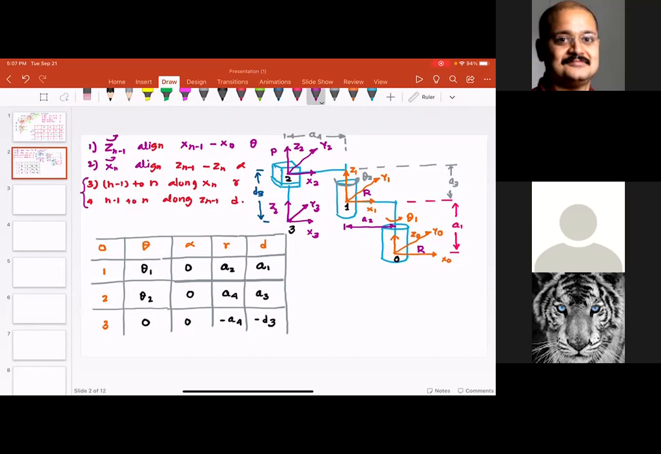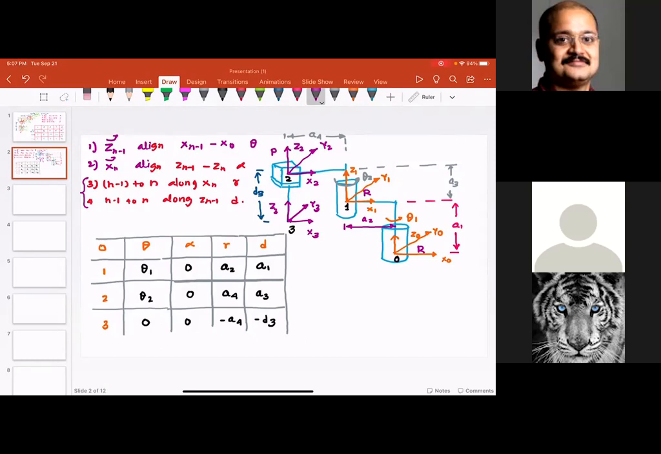The way you look at that is n minus 1. I'll give you an example. Right now, say my n is equal to 2, so n minus 1 is 1. I need to go from 1 to 2. That is the trick: going from 1 to 2 in the positive direction.